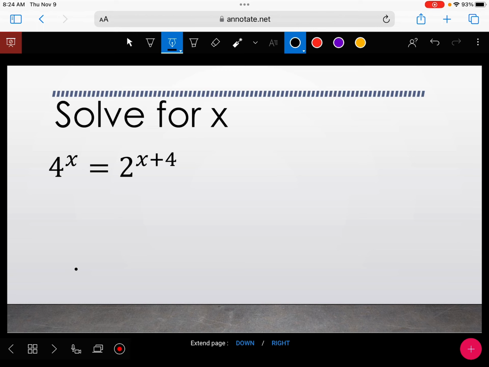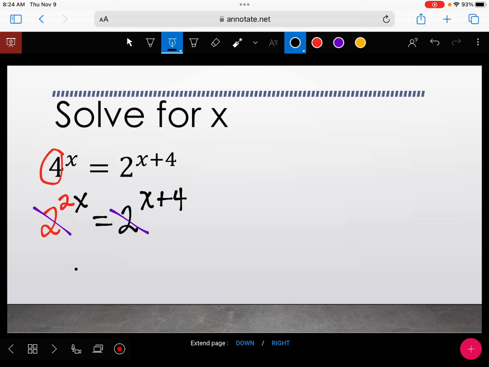So how can I rewrite a base? Which side am I going to rewrite? The 4 or the 2? 4. And how am I going to rewrite 4? 2 to the second. Good. Everything else stays the same. And because we have a common base, we can drop the base.